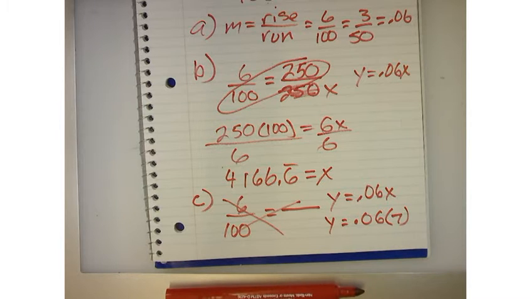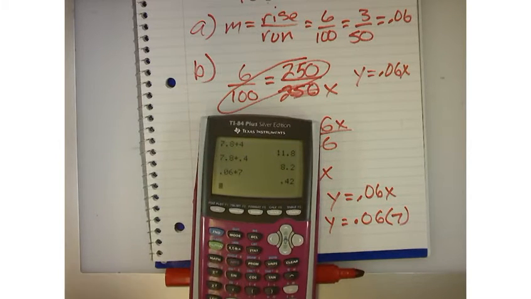So if I plug that in the calculator, 0.06 times 7, I get 0.42 miles. Now, how many feet are in a mile? You guys haven't memorized that yet? It's in your book. 5,280 feet in a mile. So if I wanted to convert that to feet, what would I do? If I have 0.42 miles, how do I convert that to feet? Multiply it by 5,280, right?